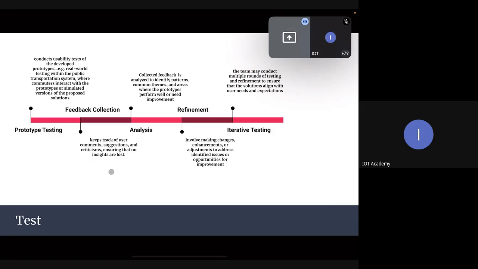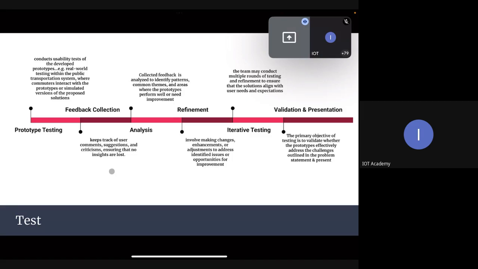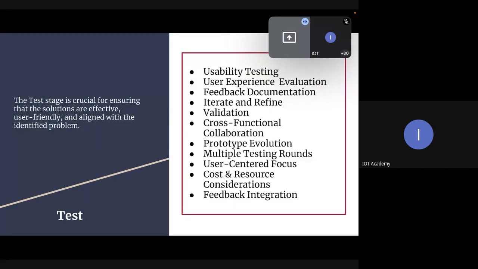The team may conduct multiple rounds of testing and refinement to ensure that the solution aligns with the needs of the user and expectations. And finally, once the prototype is validated by the user, you present it and the problem is solved. So this stage, test, is crucial for ensuring that solutions are effective, user-friendly, and aligned with the identified problems.